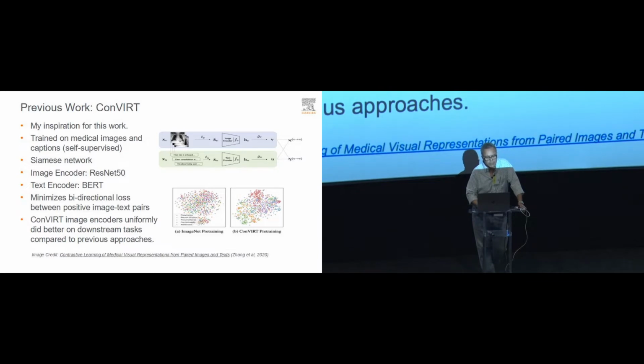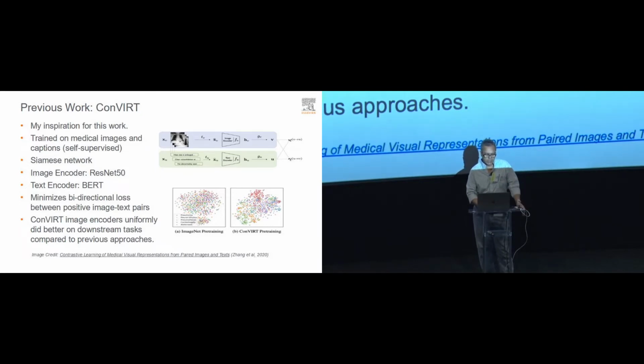So essentially what it does is minimize the bidirectional loss between the positive image-text pairs, right? So you have these two, and it's basically just a Siamese network with a slightly complex comparison function at the top. And what the ConVIRT paper showed is that once you train ConVIRT and you have this model, you can use it as an image encoder, and images encoded using ConVIRT do better on downstream tasks than images that were not encoded.